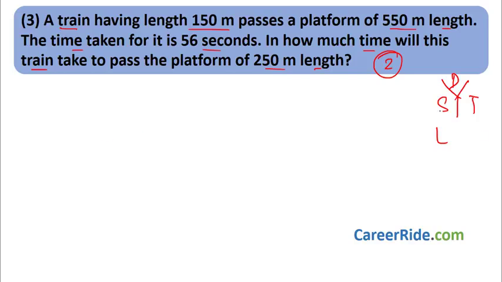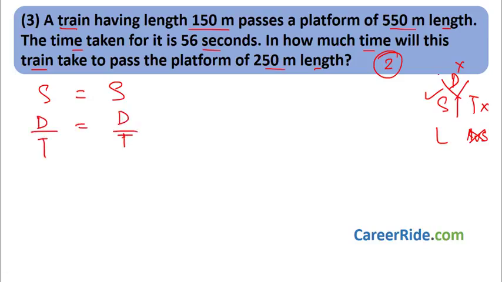Now, is it an average speed sum? No. Is the time taken same? No, that we have to find out. So right now time taken is not same. Then is the distance traveled same? No, because the platform lengths are different. So the speed must be same because it is the same train, right? So we have speed equal to speed. Speed is nothing but distance upon time. That would be distance upon time.